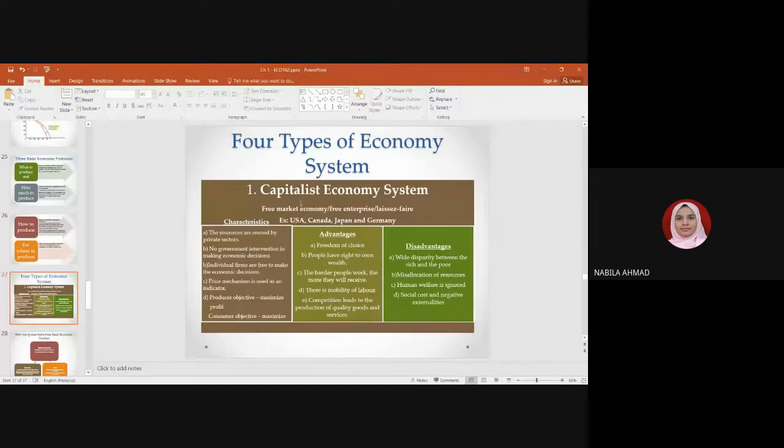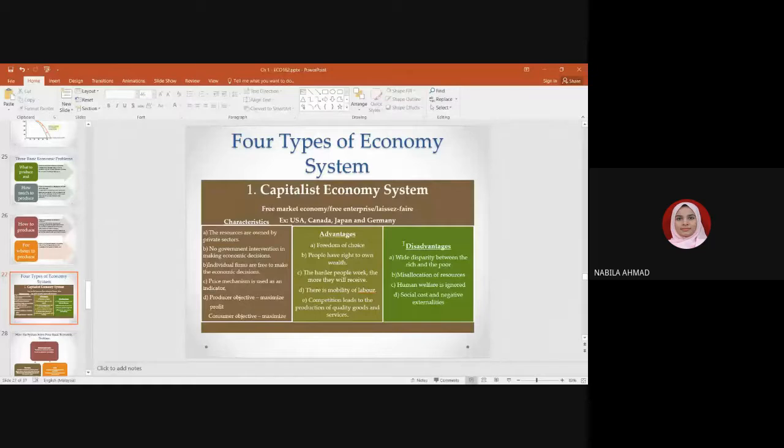Number 1 is capitalism. And then we have socialism. Number 3, mixed economic system. And number 4 is Islamic economic system. So kita tengok capitalism dululah. So capitalism ni dipanggil juga sebagai free market ataupun free enterprise ataupun laissez-faire. Laissez-faire ni bermaksud no government intervention. So maknanya negara itu beroperasi tanpa government. Ya, maknanya private lah, private.